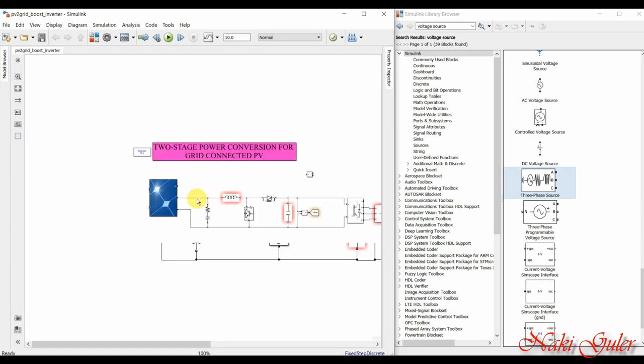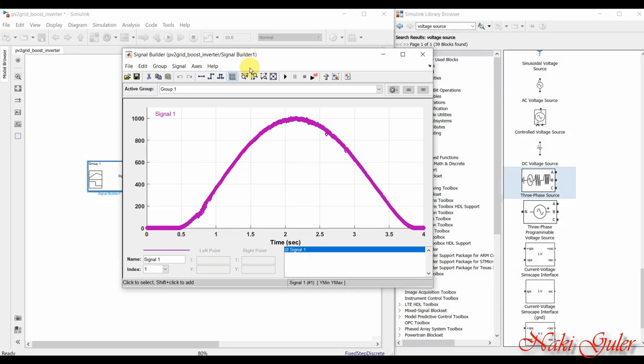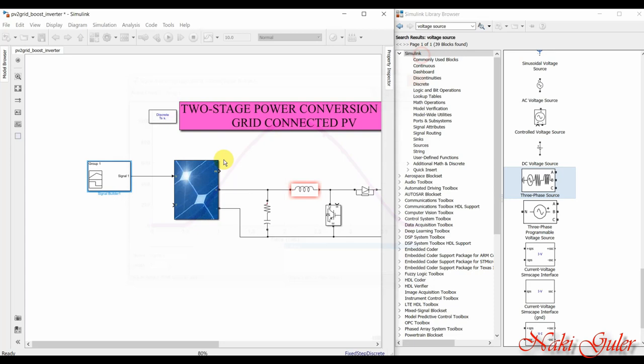We can go back to the first point. We need an irradiation. Most of you know I'm using a signal builder. Yes, this is the irradiation curve. I will apply this to the PV panel, then I will check the maximum power point tracking method. Also, we need a temperature. We can define it as a constant.